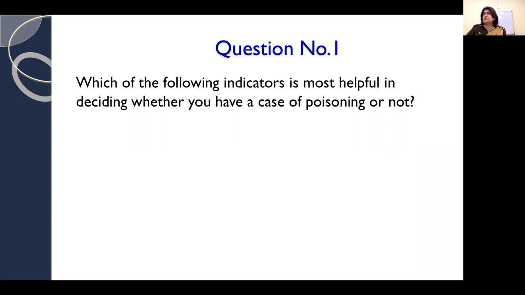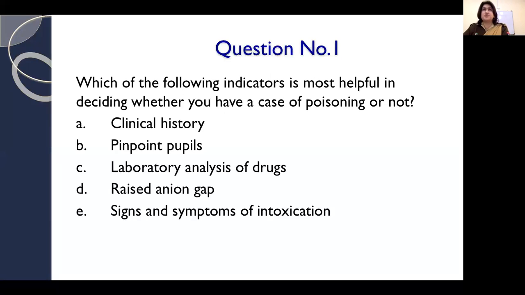Now, coming to question number 1, which of the following indicators is most helpful in deciding whether you have a case of poisoning or not? The options I'm going to show: clinical history, pinpoint pupils, lab analysis of drugs, raised anion gap, signs and symptoms of intoxication. You should write in the chat. Please start writing down your options in the chat. And for the audience who are sitting over here, please grab your pens and pencils and start writing. I think that is an easier one. This is basically a repetition.